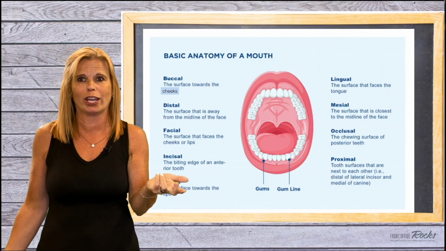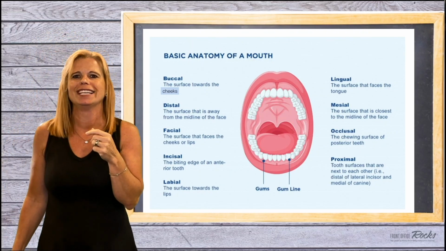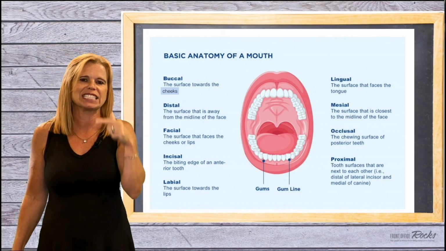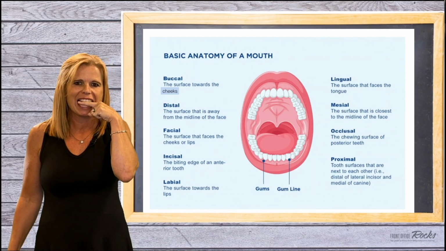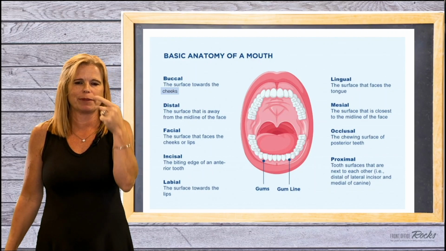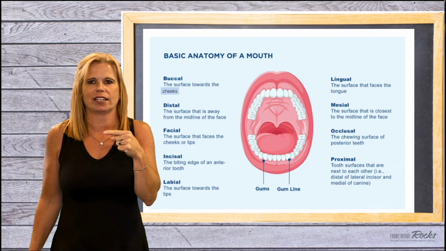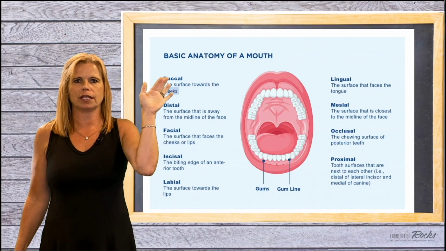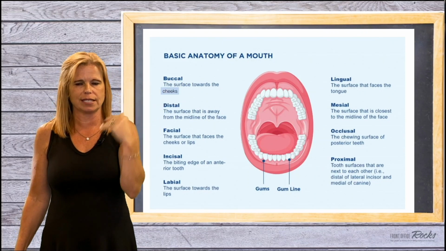Look at, I'm doing all of this. This is going to be really good for social media. The incisal is the biting edge of the anterior teeth. So the front teeth, what we bite with, I'm biting my finger right now, is the incisal edge, okay? The labial is the surface towards the lips. The lingual is the surface that faces the tongue.